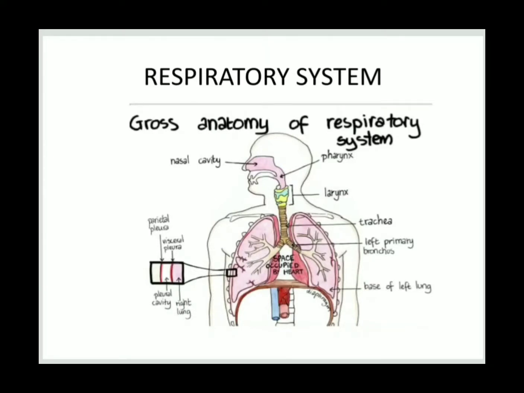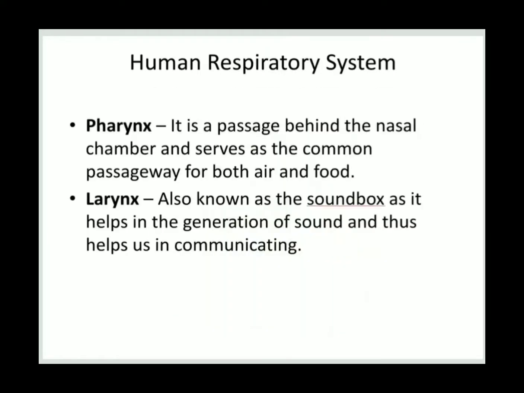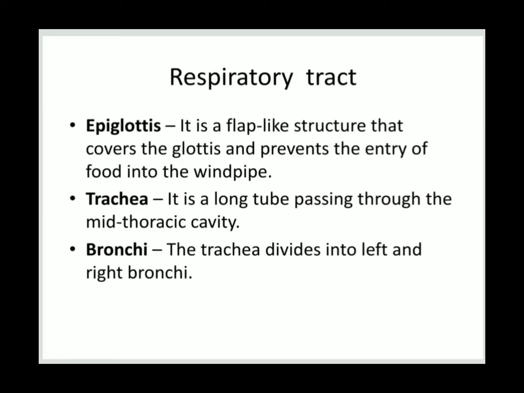After that, we can see the other organs like the pharynx. It is a passage behind the nasal chamber and serves as a common passageway for both air and food. Larynx, also known as the sound box, helps in the generation of sound and thus helps us in communication. The next organ in the human respiratory system is the epiglottis. It is a flap-like structure that covers the glottis and prevents the entry of food into the windpipe.